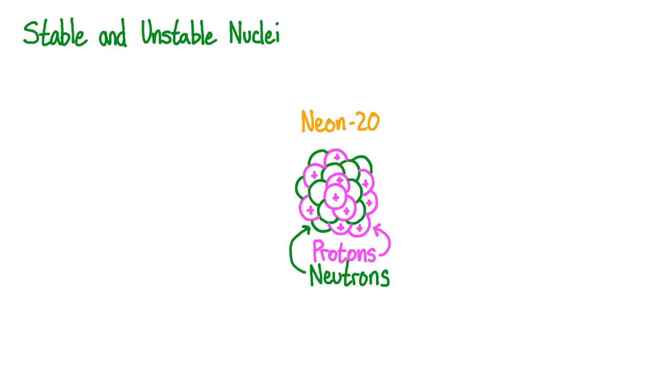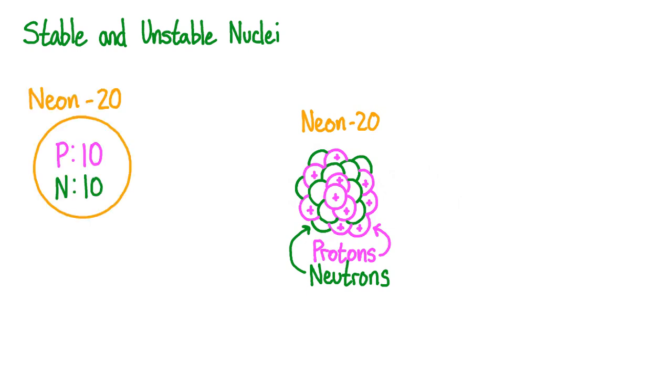The nucleus we've drawn here is the nucleus of a neon-20 atom. We can represent this nucleus another way by indicating that it has 10 protons and 10 neutrons. Neon-20 happens to be a stable isotope. The 10 protons and 10 neutrons in the nucleus are content to stay there together permanently.